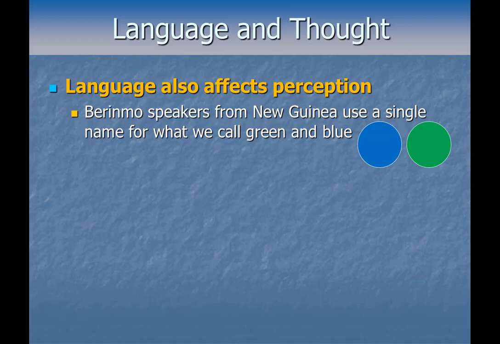So to start you off here, we know that there are some differences in how different languages talk about color. There are speakers of one language in New Guinea that use a single name for what most other languages we know would call green and blue. We consider these two different colors, and we have two different color labels, two different linguistic categories for these. But in this particular language, there's just one name for both of these things. They kind of get lumped together. You could think of them as treated like different shades of the same color.